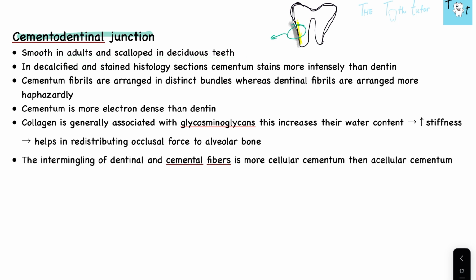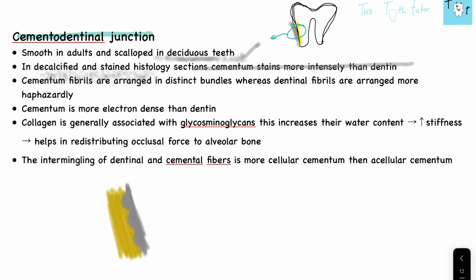If you look at the margin in adults, say this is your dentine and this is your cementum, it will be smooth, like a straight line, but in children, in deciduous teeth, it will be scalloped, meaning it will be like this. So this is one of the distinguishing features. In decalcified and stained histologic sections, cementum stains more intensely than dentine.